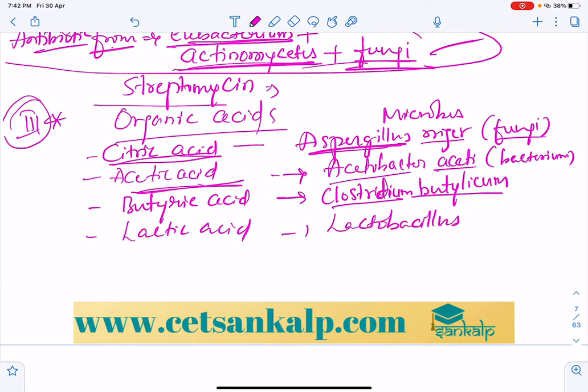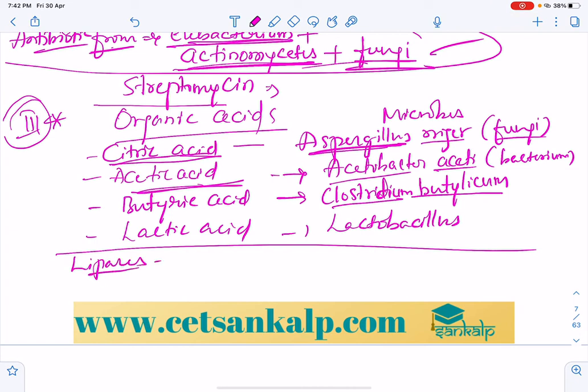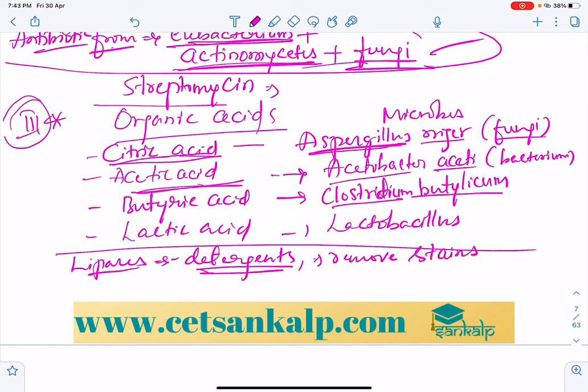There are many important things, and enzymes like lipases. Lipases are mainly used in detergents, that is in laundry, to remove oily stains. A detergent helps in removing stains, mainly oily stains. So that is one use, lipases.